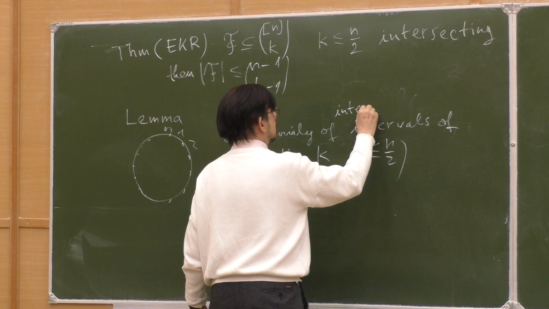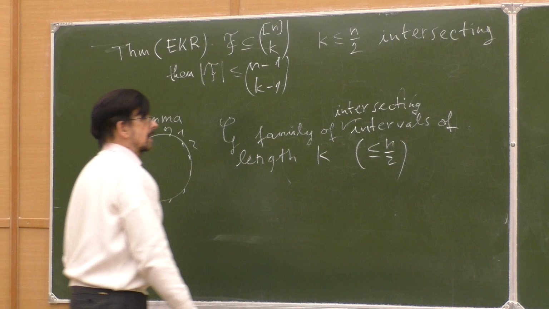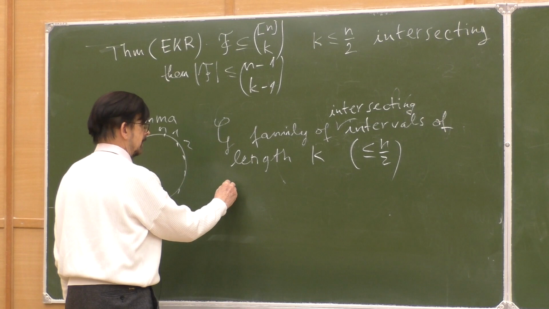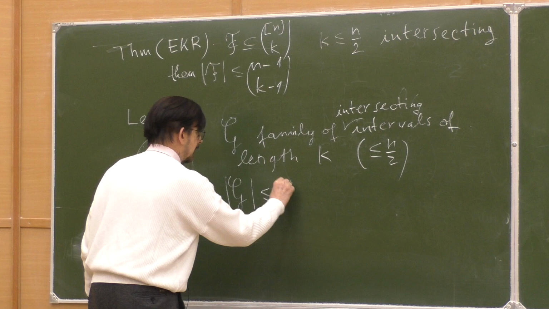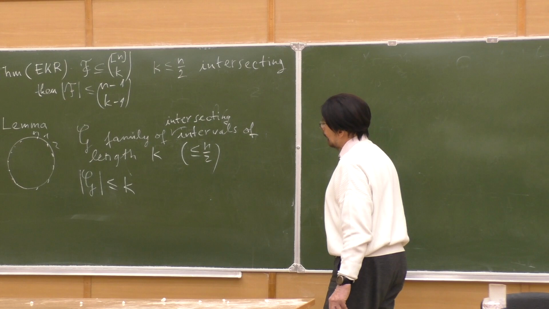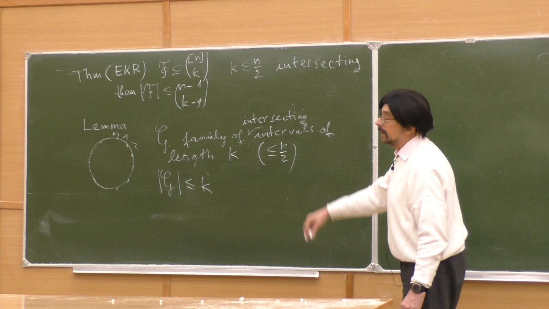So we just mimic the Erdős-Ko-Rado theorem for this structure, and I proved actually that the family cannot have more than k elements. So we proved this at the very end, and using this, I want to prove the Erdős-Ko-Rado theorem.